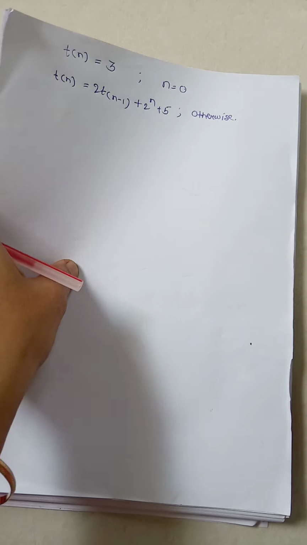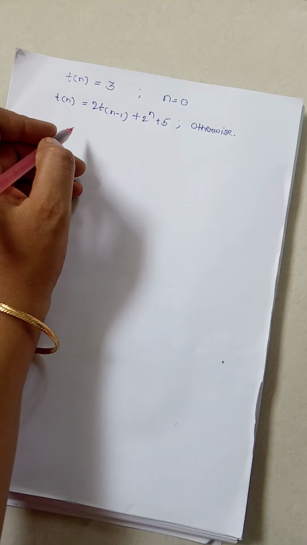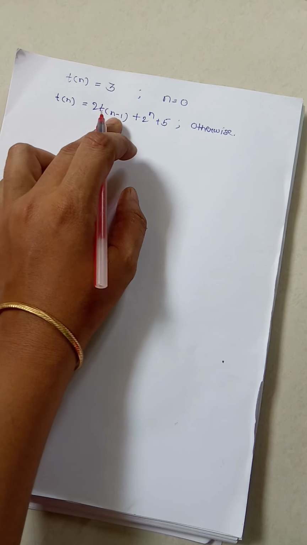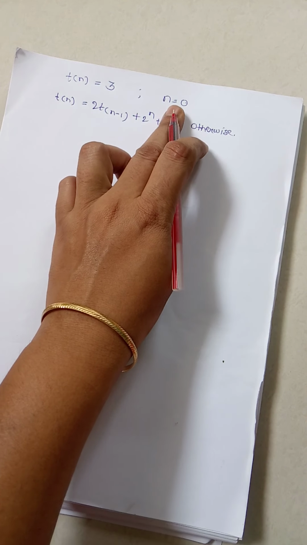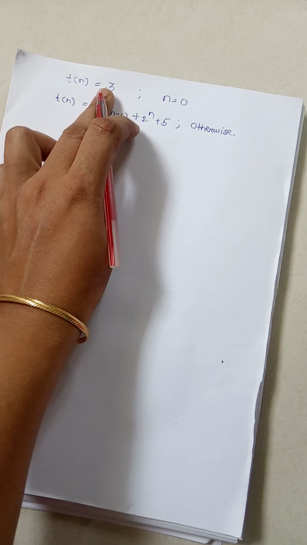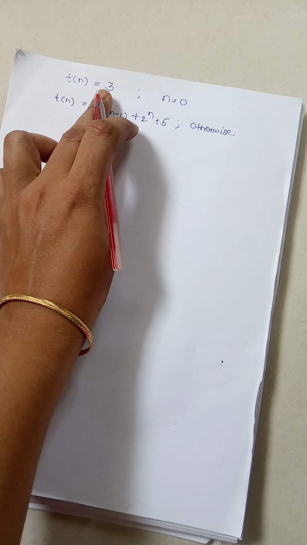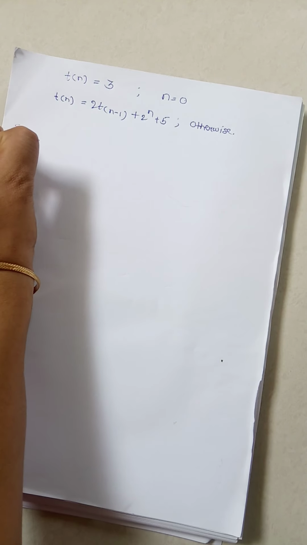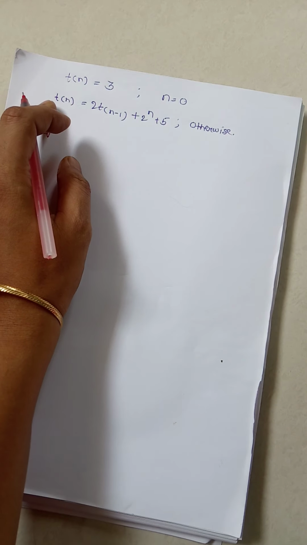So here we are having another example of a non-homogeneous recurrence relation as given. T of n is equal to 2 T of n minus 1 plus 2 to the power n plus 5, this is the otherwise condition, and when n is equal to 0, T of n is equal to 3. That means T of 0 is equal to 3. Fine. So we will solve this equation.